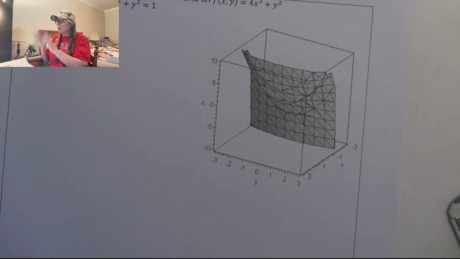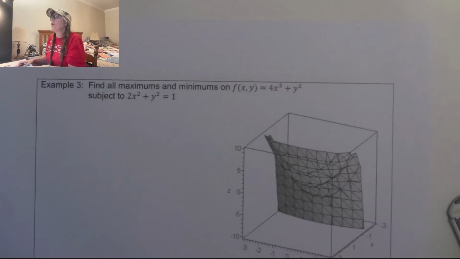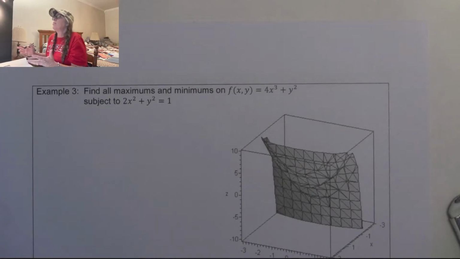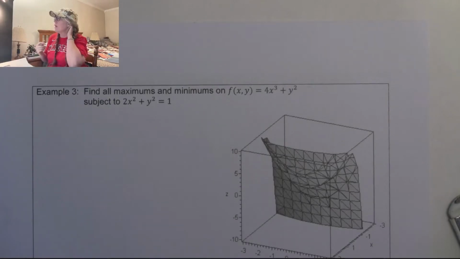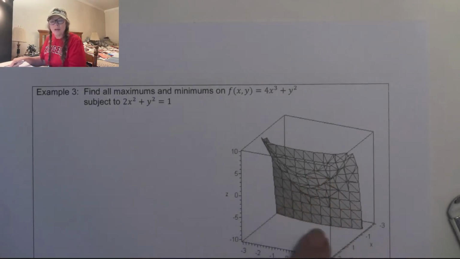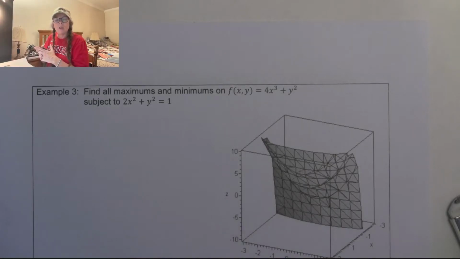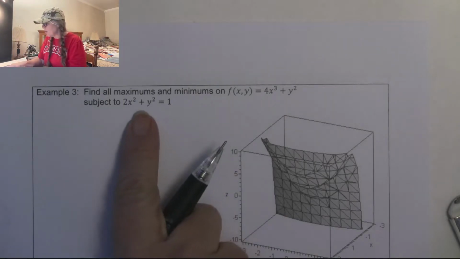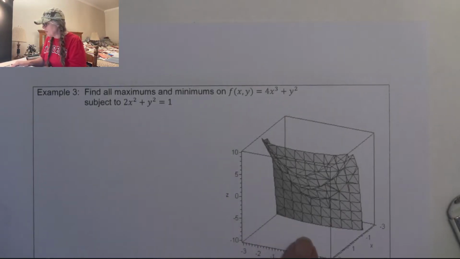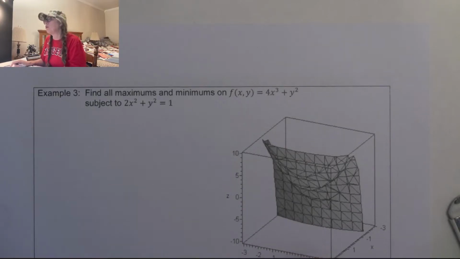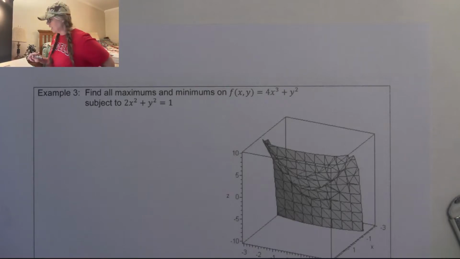Okay, so now we're looking at this one, example 3. Find the maximum and minimums on this, and subject to this. And the lovely picture of it drawn out here. And so this guy right here is another ellipse. And so you can imagine an ellipse down here in the bottom. I'm not going to draw it. I could though, if you were thinking, can you draw it?